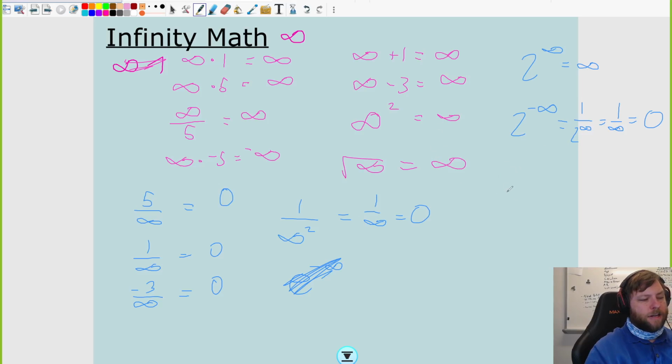What if I did e to the 1 over infinity power? That's like e to the 0 power, which would just be 1. So a few little weird things that could pop up that maybe are relevant to this lesson. We'll find out.